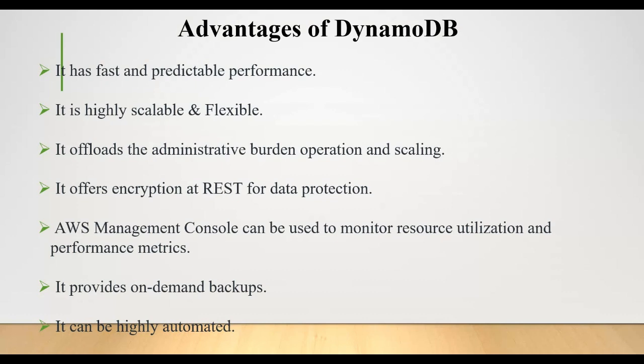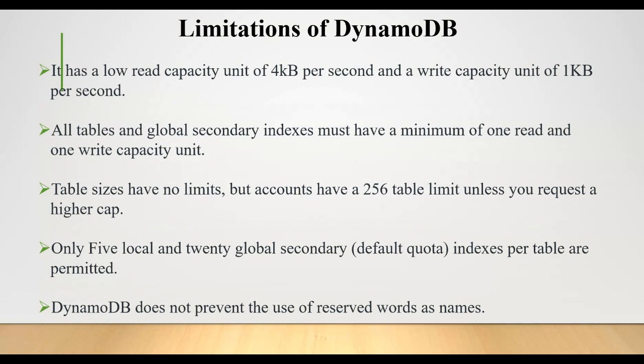The next concept is the disadvantages or limitations of the database. It has a low read capacity unit of 4 KB per second, and the write capacity unit is 1 KB per second. So DynamoDB provides only 4 KB read capacity and 1 KB per second write capacity. So this is one of the limitations.